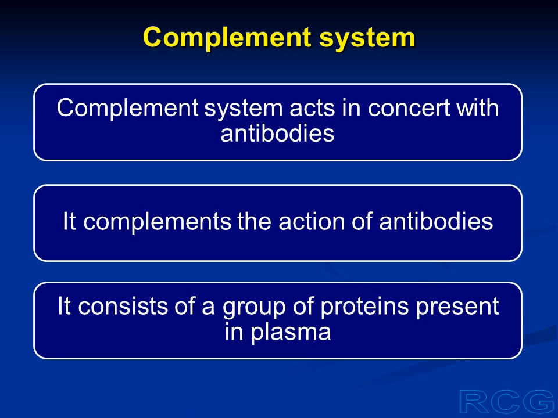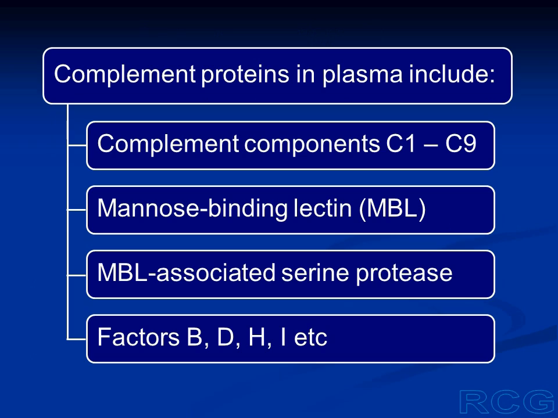This complement system is a group of proteins. These proteins are present in plasma, and normally these proteins are inactive. And the complement system is made up of four different groups of proteins. One group is made up of complement components C1 through C9, that is C1, C2, C3, etc.